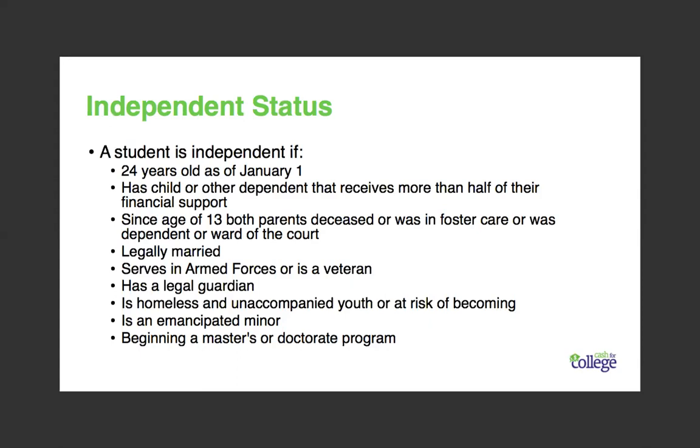So a student is independent if they are 24 years old as of January 1st, if they have a child or other dependent that receives more than half of their financial support from them, since the age of 13 both parents are deceased, or they were in foster care or a dependent or ward of the court. If they are legally married, if they've served in the armed forces or are a veteran, if they have a legal guardian, if they're homeless and unaccompanied youth or at risk of becoming homeless or an unaccompanied youth, if they're an emancipated minor, or they're beginning a master's or doctorate program.